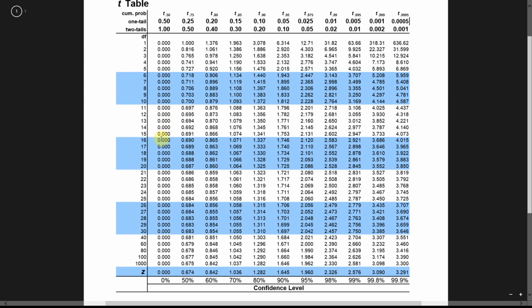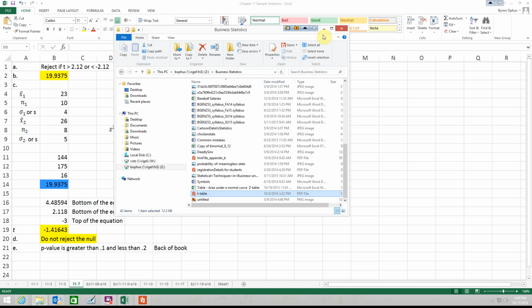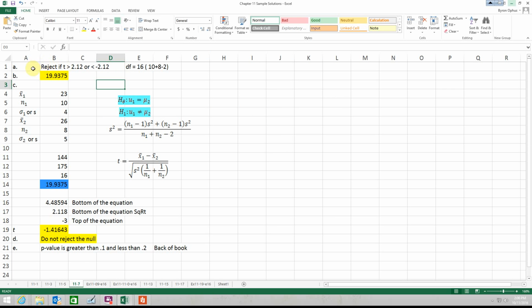Okay, so degrees of freedom 16, two-tailed, 0.05. Hopefully it's 1.746. Oops, no, two-tailed, I'm sorry. 2.12. This should be a plus or minus that, if I'm not mistaken. Yep, there we go. So I reject if t is greater than a positive 2.12 or less than a negative 2.12.